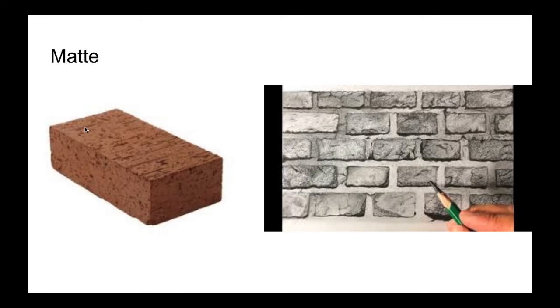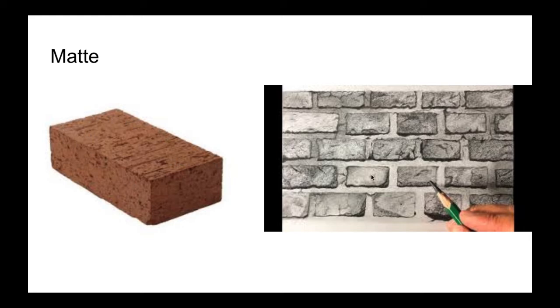Then we have matte texture, and if you look here, there are parts that are in more light. There's a little bit of shadow here, but there's really no highlight. There's no really white area that light is bouncing off. So this is a very matte texture. It's also a rough texture.